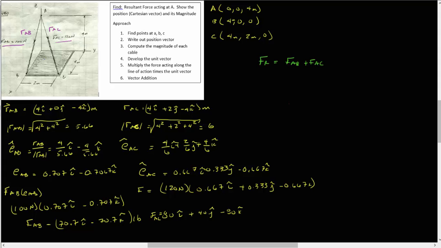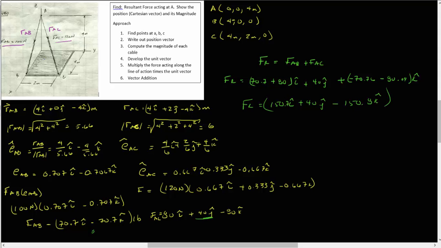So my force resultant is going to be FAB plus FAC. Now we're just going to add the components. My force resultant is going to be 70.7 plus 80 in the I, plus 40J, because there's only the J here, there's no J in the other, and then minus 70.7 minus 80 in the K. So my force resultant came out to be 150.7I plus 40J minus 150.8K, and this would all be in newtons.